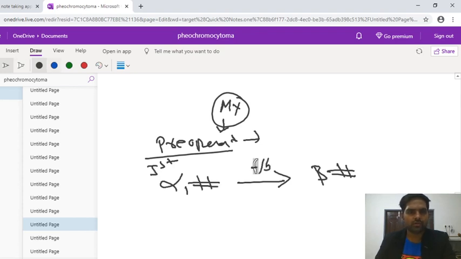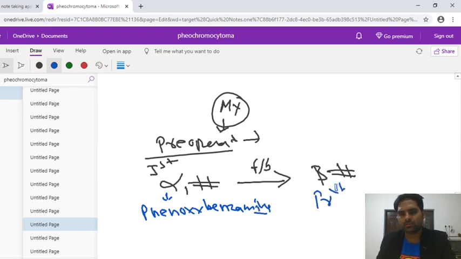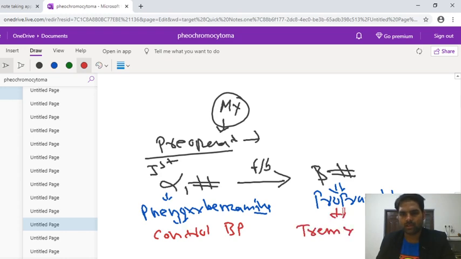Okay, now the drug used as the alpha blocker is phenoxybenzamine. And the drug used as the beta blocker is propranolol. Okay, now what will this alpha blocker do? It will control the BP. And what will this propranolol do? It will control the tremor, it will control the tachycardia.